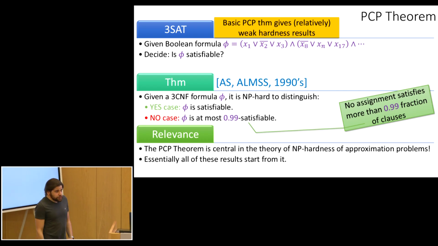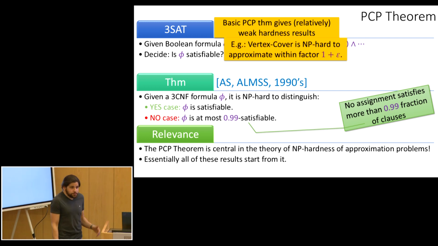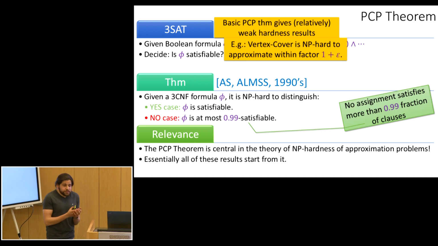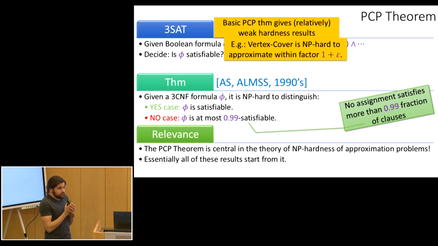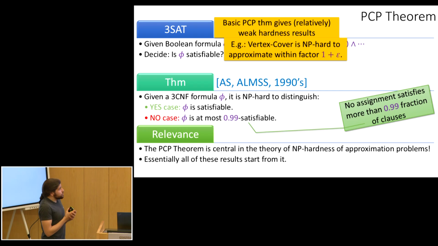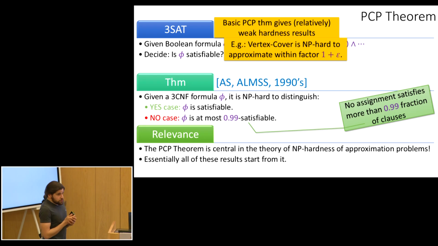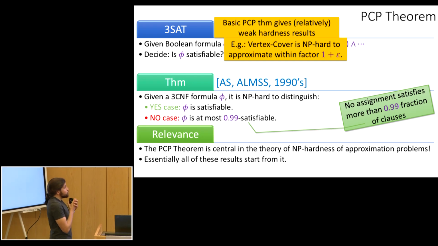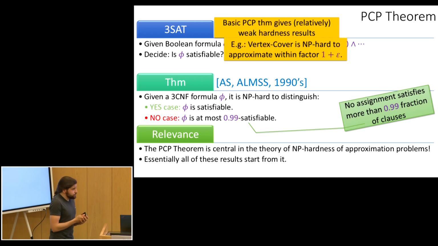For example, pick your favorite combinatorial optimization problem. My favorite one is vertex cover. You would be able to prove that it is NP hard to approximate something like vertex cover within a factor very close to 1, let's say 1 plus epsilon, where epsilon is some constant larger than 0. But you wouldn't be able to get very good constants using this basic PCP theorem. For example, for vertex cover, we know that there is a 2 approximation algorithm, and there is no way you are going to use this result to get close to 2. You need something stronger.